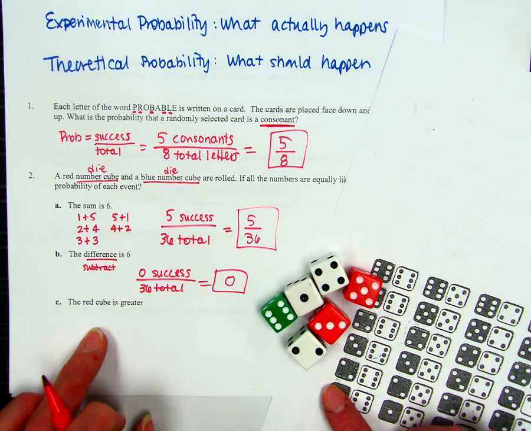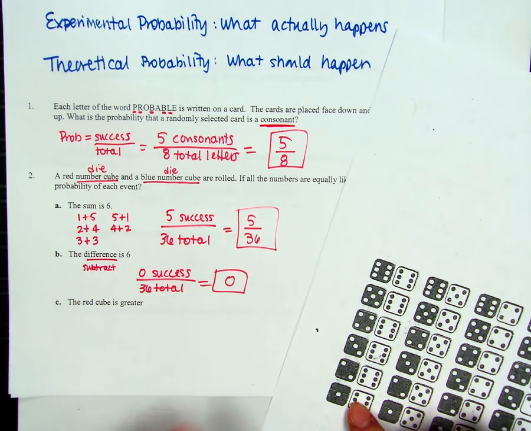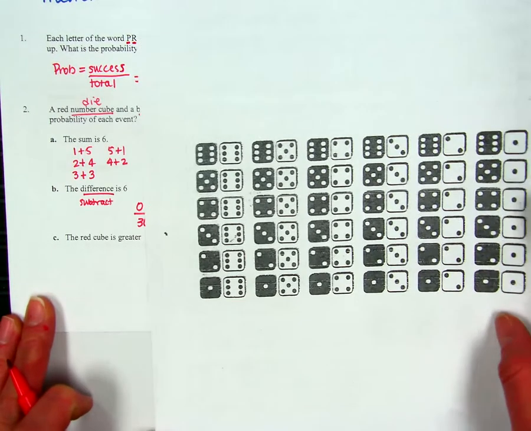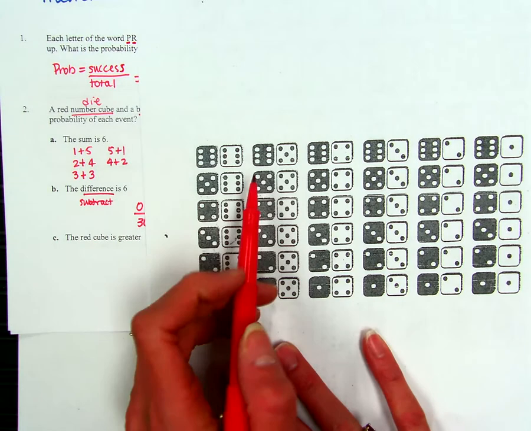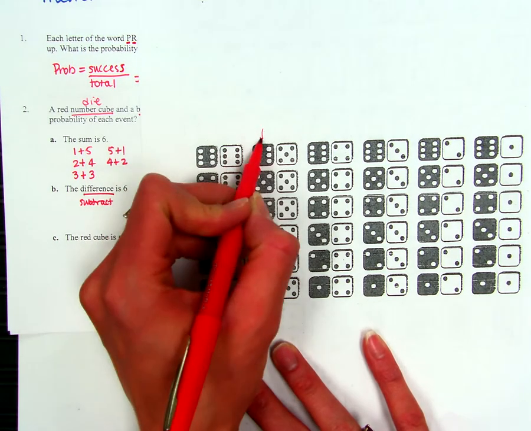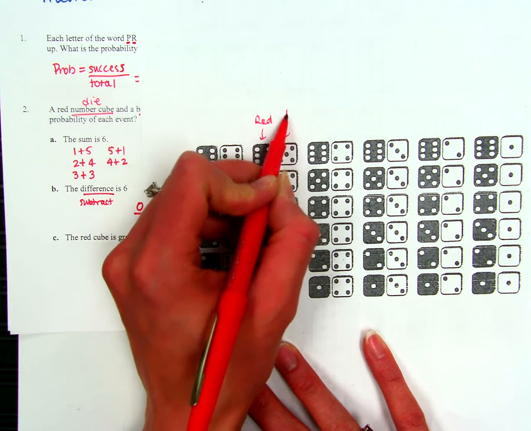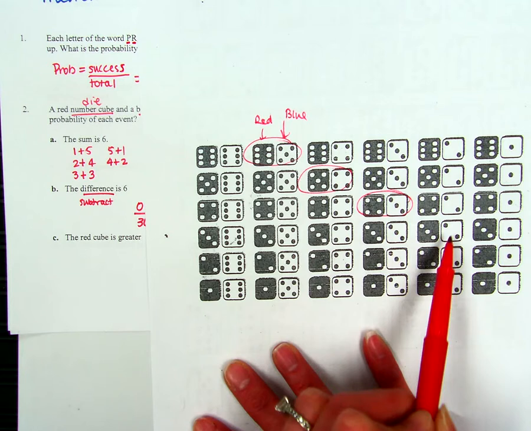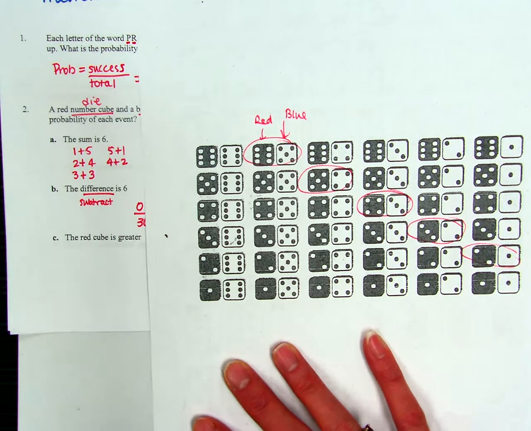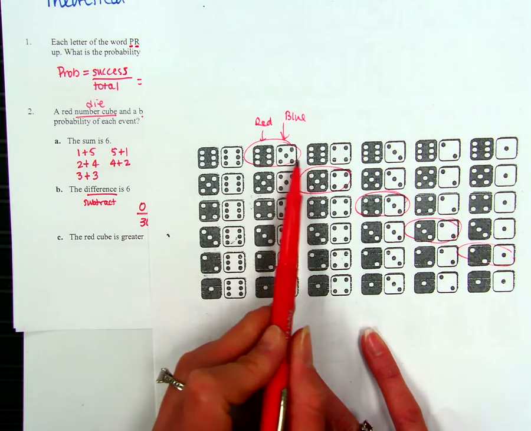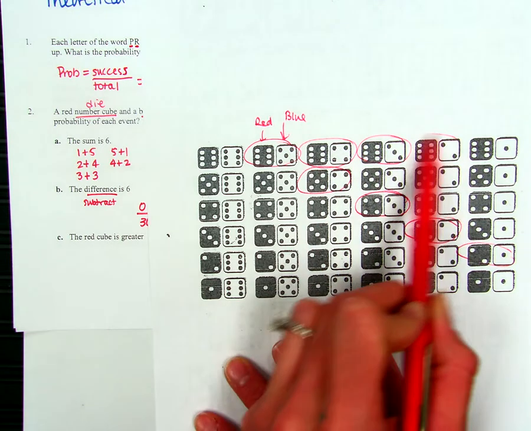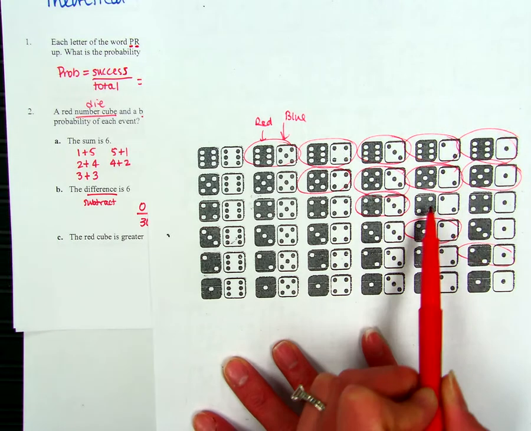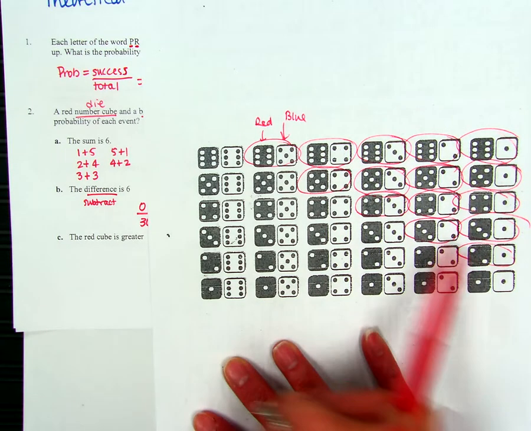All right, so it says the red cube is greater. All right, so if you look at where would the red cube be greater? Okay, so greater, let's assume that these dark ones, let's assume this color is red and this color is blue. Okay, so this would be greater. Any of those. We could have 6 is bigger than 4. 6 is bigger than anything. 5 is bigger than 3. 5 is bigger than 2. 5 is bigger than 1. All right, so I think these are all the possibilities.